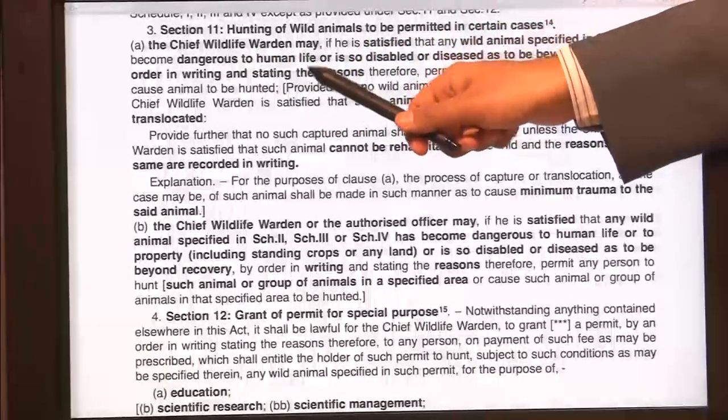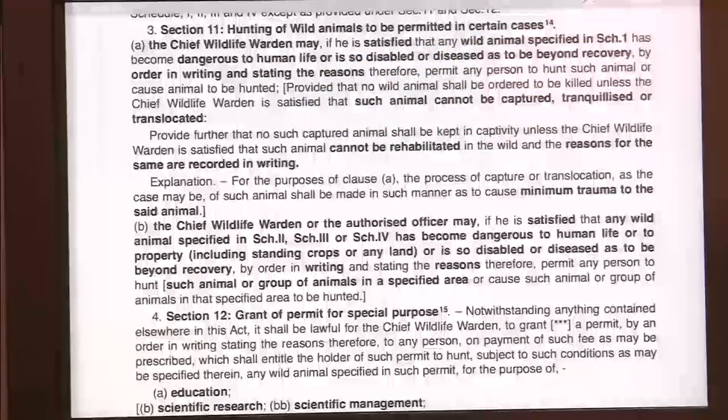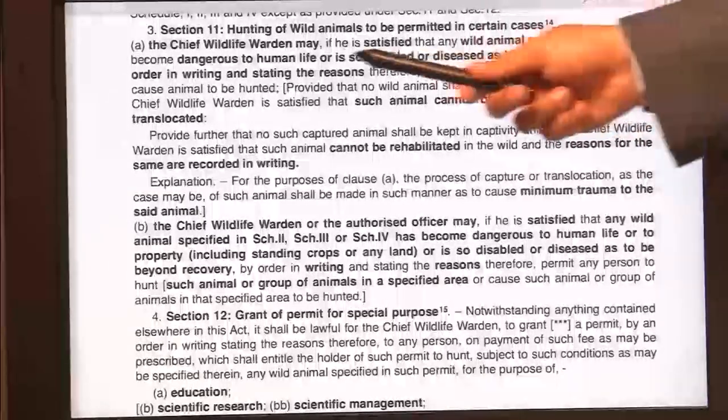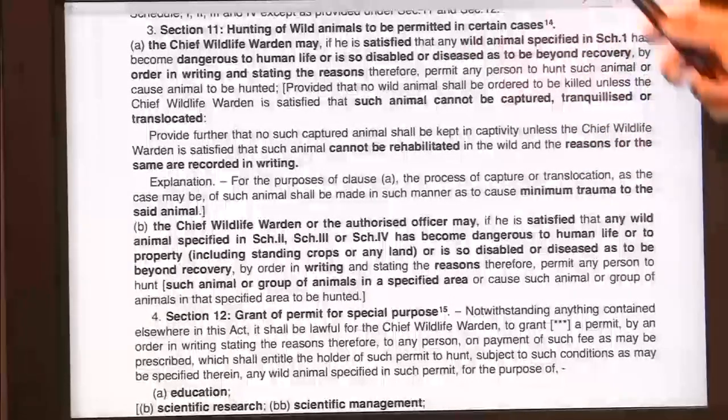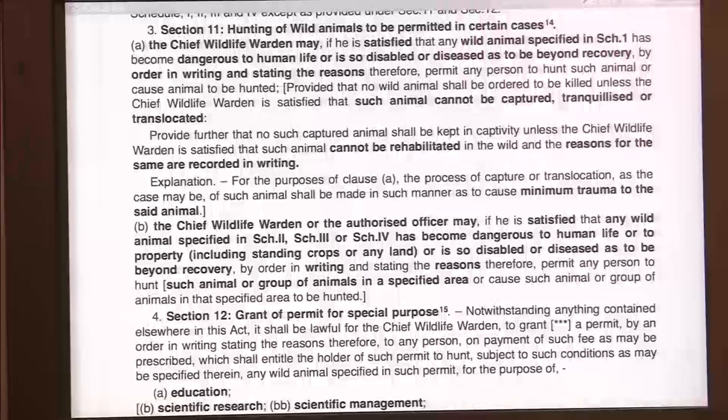Now it is important to note that here it is only human life. If it is doing any amount of property damage, then it cannot be hunted. So for instance, if there is an elephant that normally raids the crop fields of farmers nearby, it cannot be hunted because it is only destroying property, it is not yet dangerous to human life. But if that animal comes out and kills a human being, then the chief wildlife warden, if necessary, may give the permission. The other reason is that the animal is so disabled or diseased as to be beyond recovery, then this animal can be hunted down.